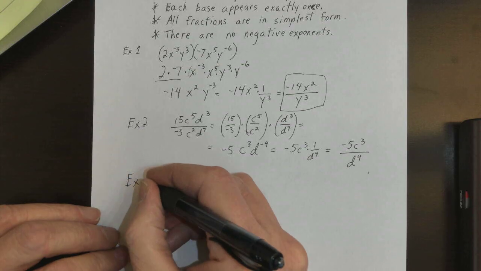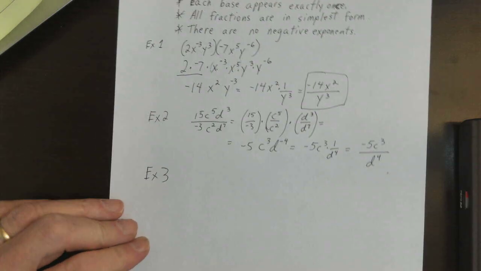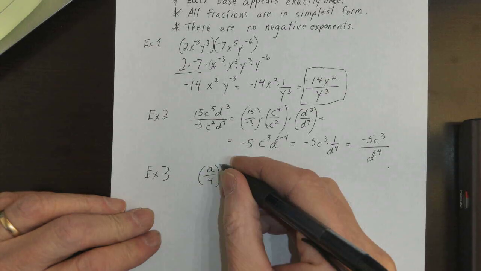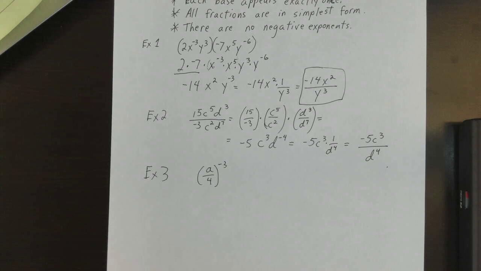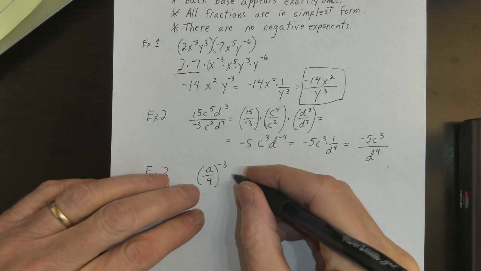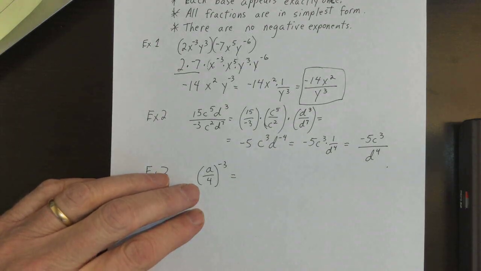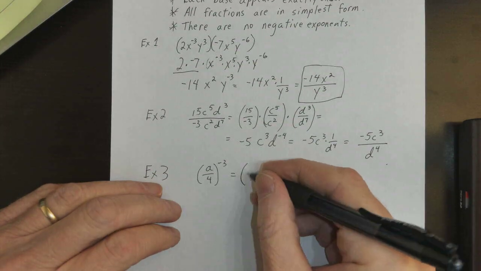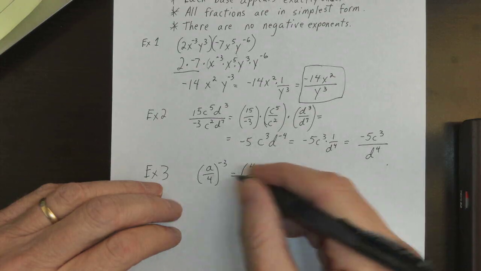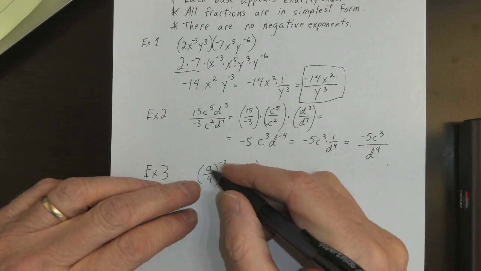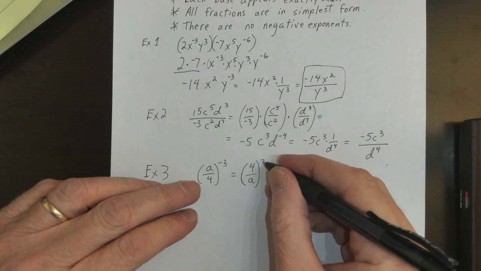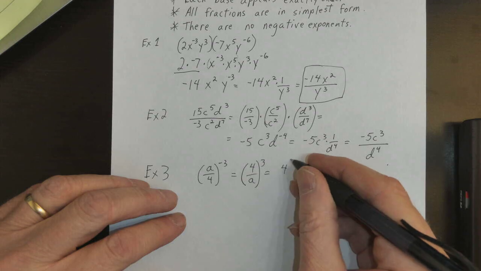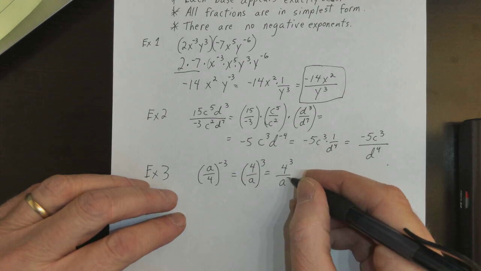Now, example 3. I've got a over 4 being raised to the negative third power. Now, negative 3 and positive 3, those are kind of reciprocal powers. One of the things I can do here, I like to do this. I like to flip this fraction, take the reciprocal of a over 4, which is 4 over a, and make the negative 3 into positive 3. And then that is 4 to the third over a to the third.